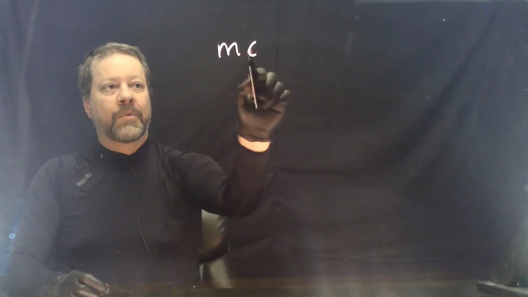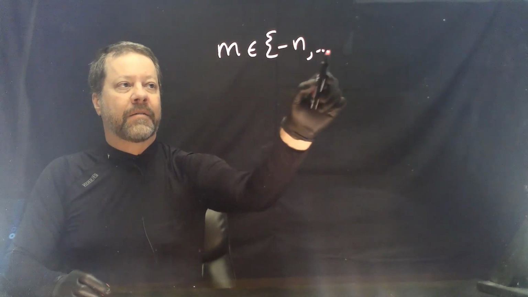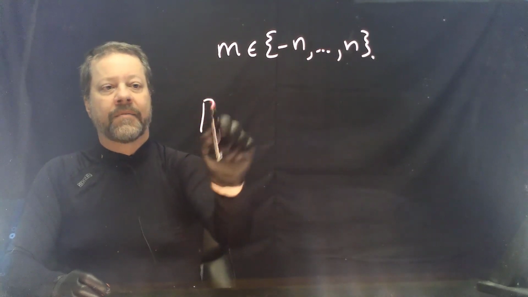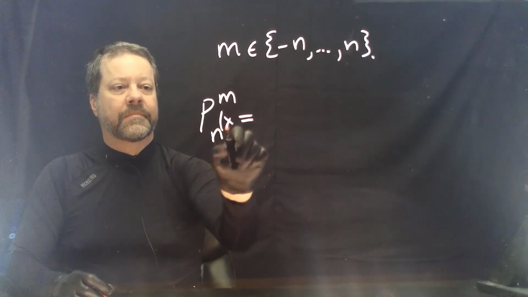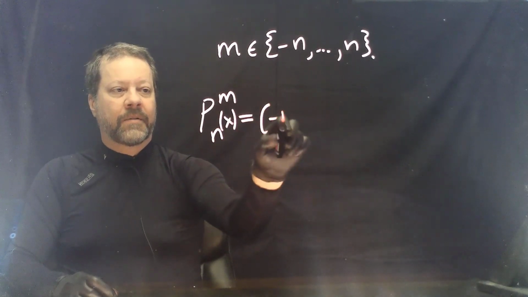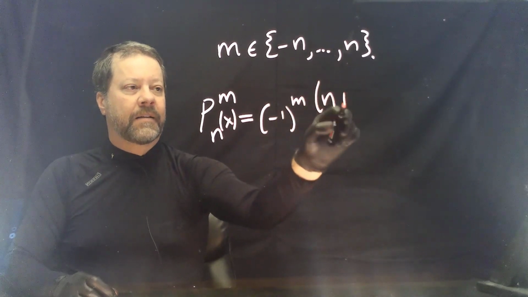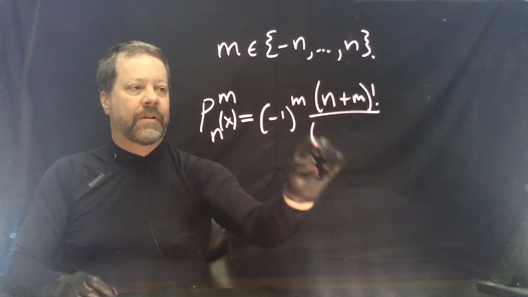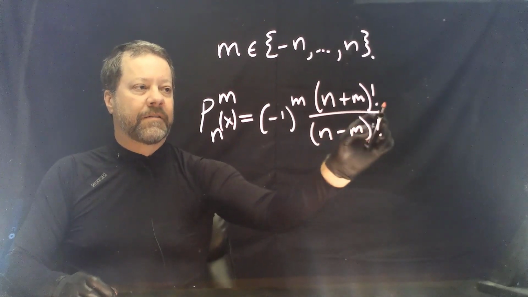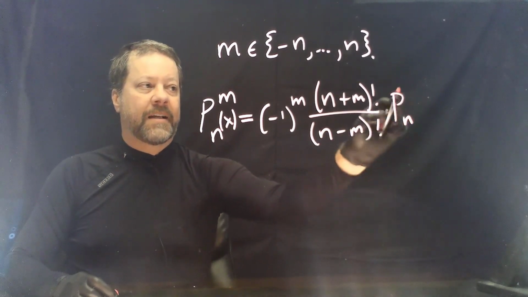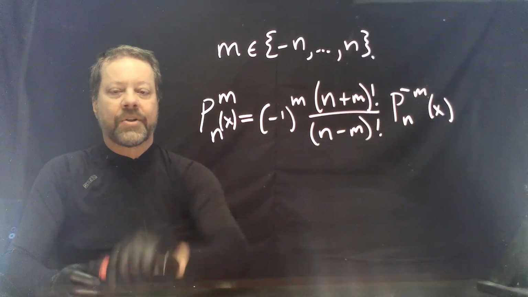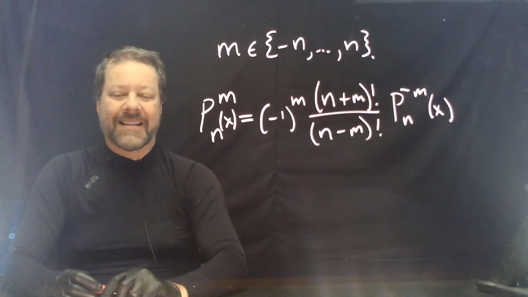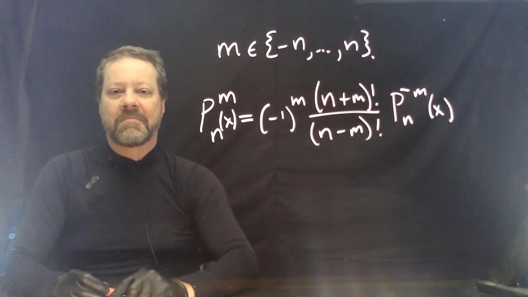m can take values of negative integers. m will take values between -n to n. So we need to define what happens if m is negative. We'll have (-1) to the m times (n plus m) factorial over (n minus m) factorial times Pn^(-m) of x. So this will define the associated Legendre functions when m is negative, between -n and n.